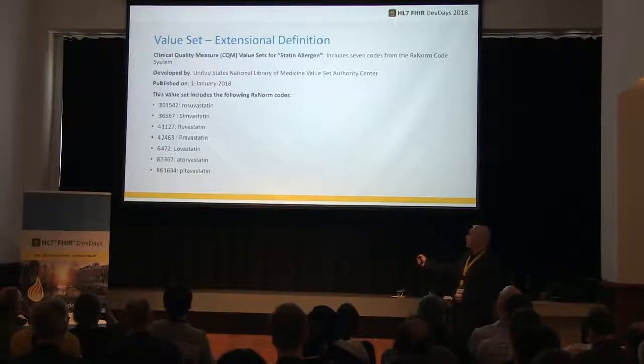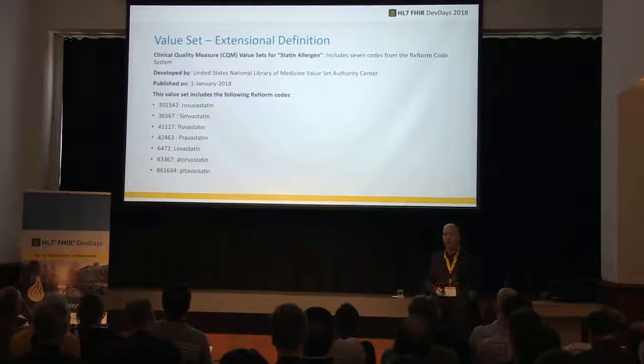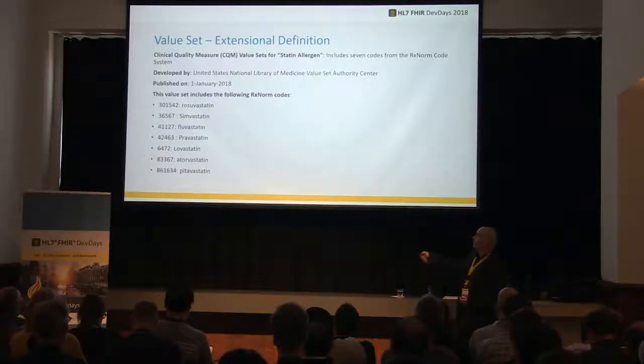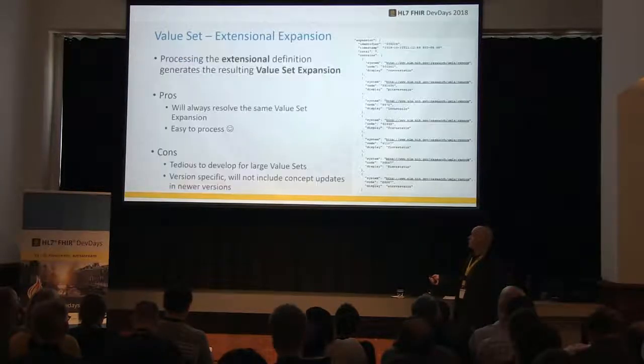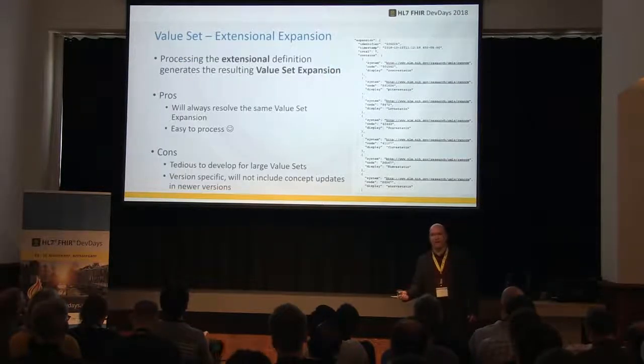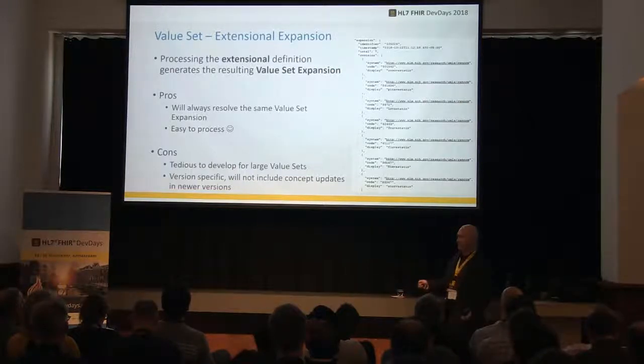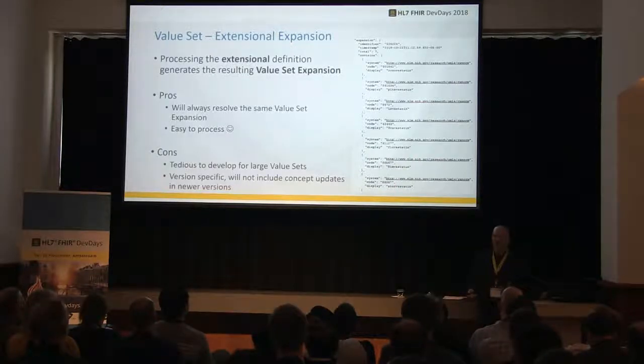This value set's defined as these following RxNorm codes. RxNorm being a clinical drug terminology. Here are the 7 codes that define this value set. So the cool thing is, surprise, surprise, when we execute that expression, that definition, it returns 7 codes. So, you know, again, no surprise there.